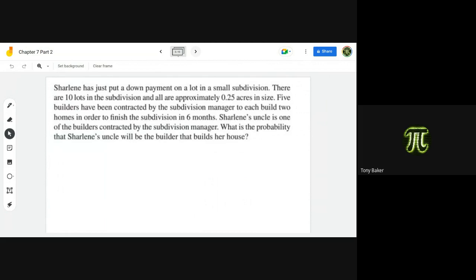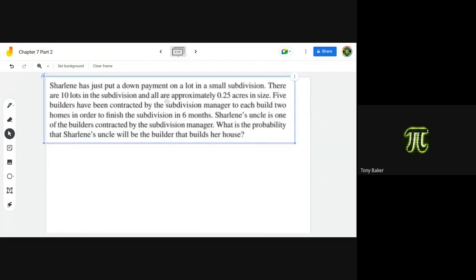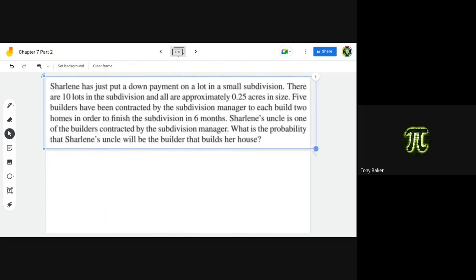All right, let's do one problem with this one. And I picked one that did not have to do with coins and dice and everything else. So it's a little wordy. Charlene put down a payment on a small lot in a subdivision. There's 10 lots in the subdivision, and they're all approximately 0.25 acres in size. 5 builders have been contracted by the subdivision manager to build 2 homes each in order to finish the subdivision in 6 months. Charlene's uncle is one of the builders. What's the probability that Charlene's uncle will be the builder that builds her house?